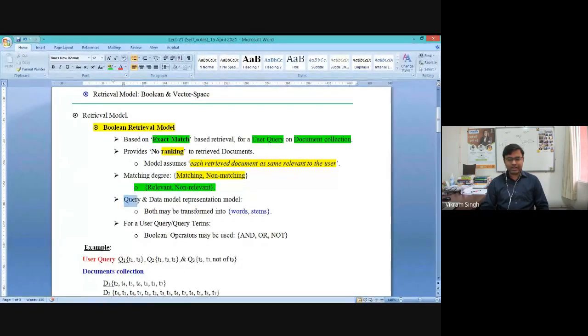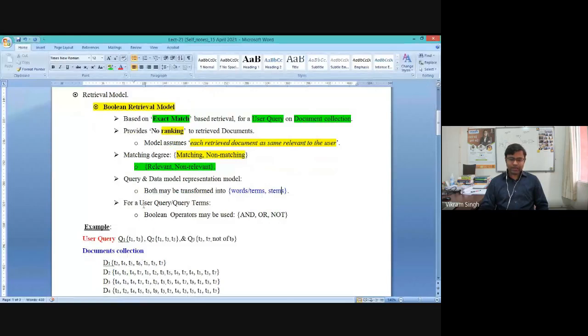Now, how does it represent the user query and the document collection? To represent them, it simply uses either words, sometimes called terms, or maybe stems. So we can have two approaches. The user query is derived in the form of terms or stems, and each document in your collection is processed and stored. So surrogate data will be available in the form of words, terms, or stems. In the case of the Boolean retrieval model, it does not require maintaining index data. You can simply have a list of words, a list of terms, or stems. This is the representation model for query and data.